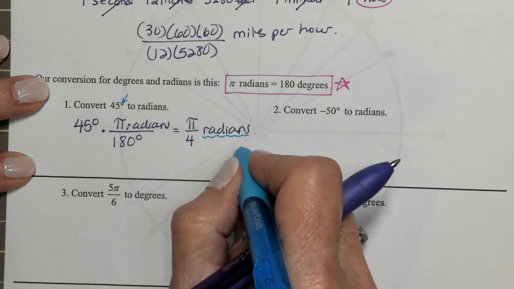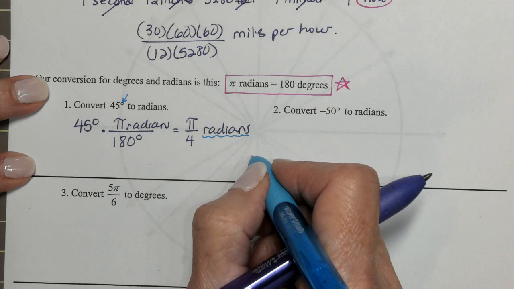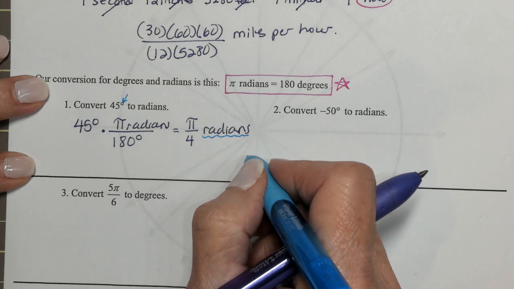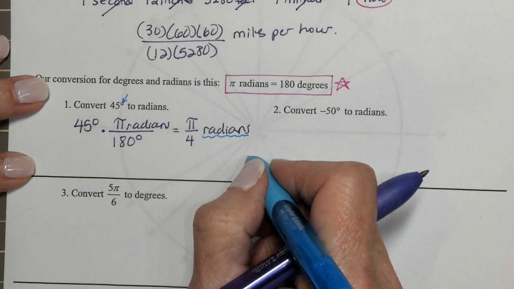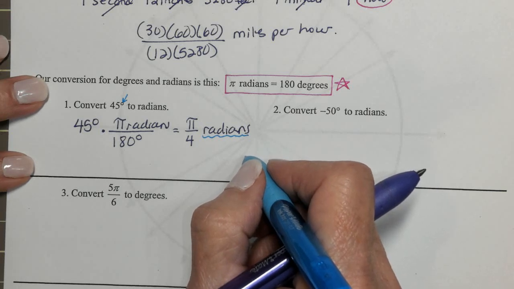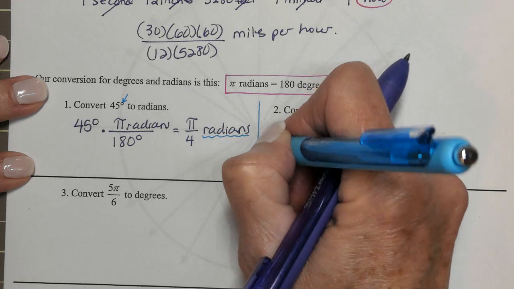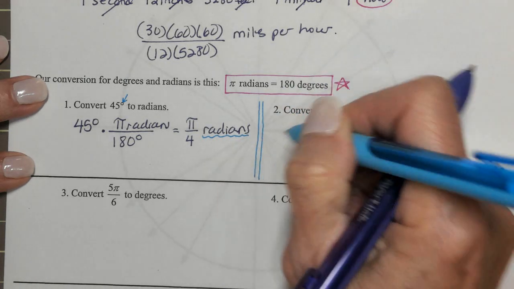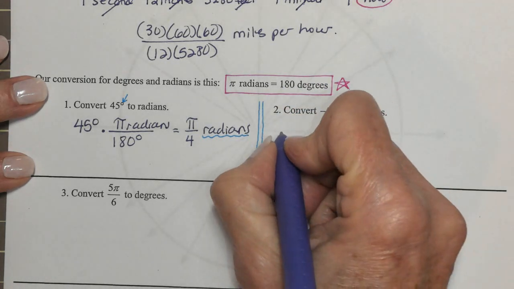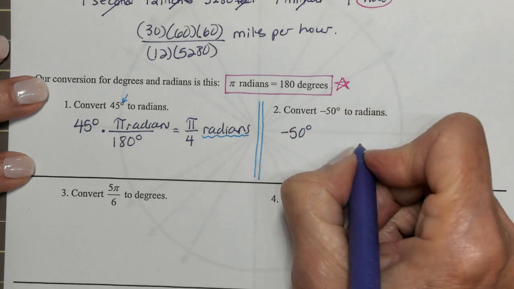So from here on out, I'm not going to write the word radians. It is just assumed, unless they specifically ask me for units. If they specifically ask me for units, I need to write radians. But otherwise, it's assumed. Let's convert negative 50 degrees to radians.